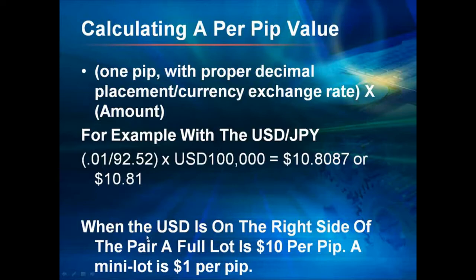And it should be noted that when the US dollar is on the right side of the pair, like the euro US dollar, you don't need to calculate, because a full lot is always going to be $10 per pip and a mini lot is always going to be $1 per pip. So the only time you need to calculate a per pip value is if the US dollar is on the left hand side of the currency pair.